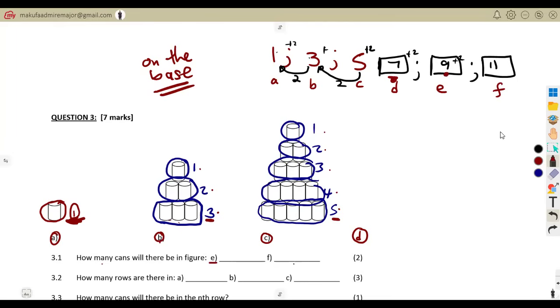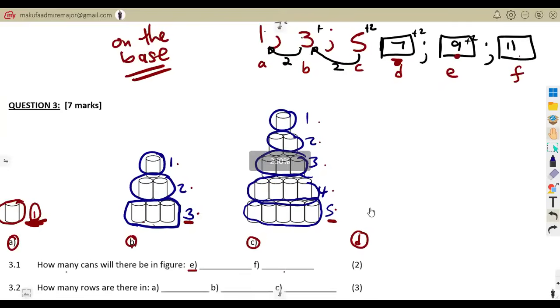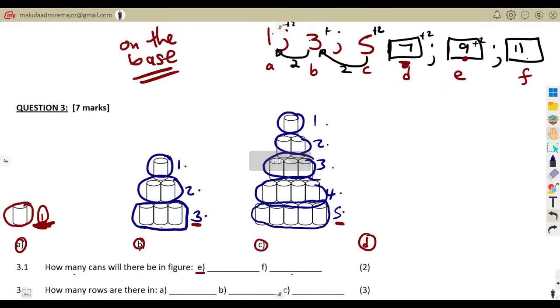Fig F, where we have what? 11. So you're supposed to be careful. It's not D. If they want D, we are supposed to start with this one of a 7. So yeah, we have to be careful, guys. If you are using these question papers and your memos, sometimes they just write differently. You have to be careful also as we are revising.